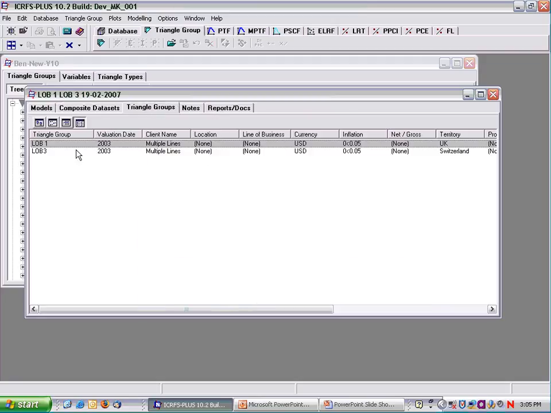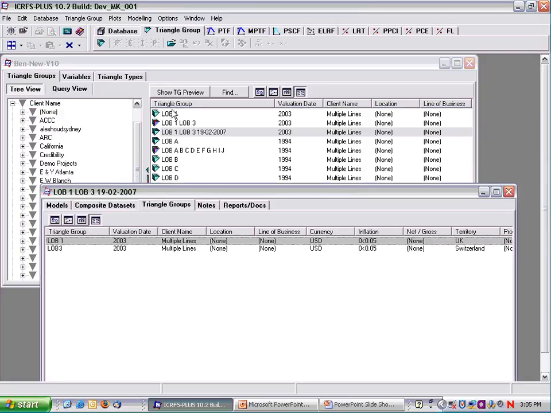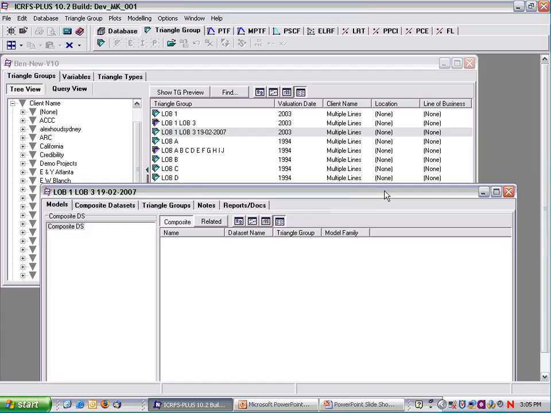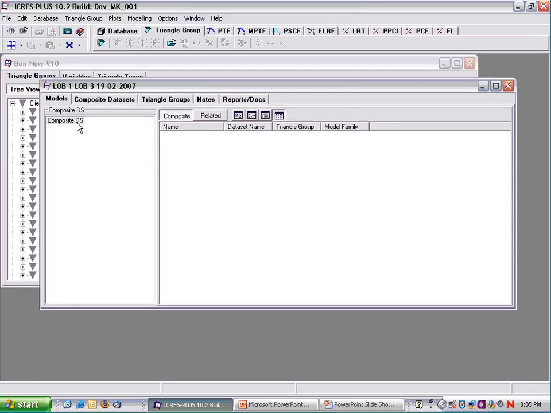The triangle groups are LOB1, LOB3. All really, a composite triangle group is a link to its members, its basic triangle groups. So it's a link to LOB1 and LOB3. I can access LOB1 or LOB3 either through the database or through the composite. There you are. If I go back to models for my composite DS default data set, a composite data set is not an aggregate. It's just the two triangles sitting side by side or one below the other.